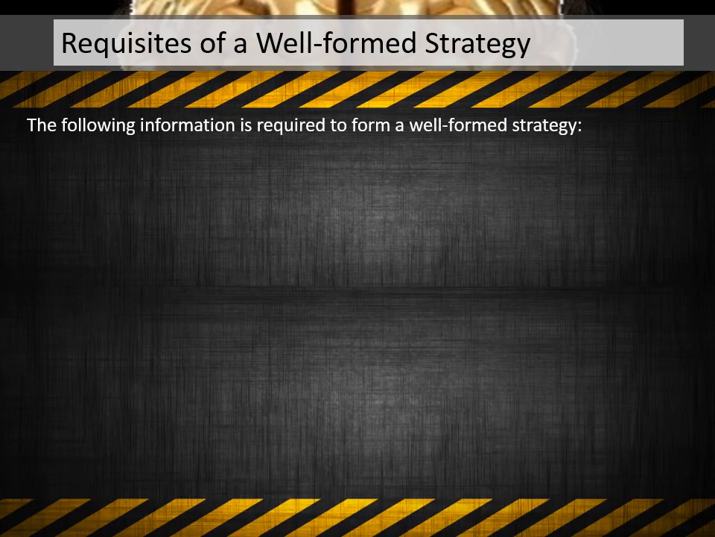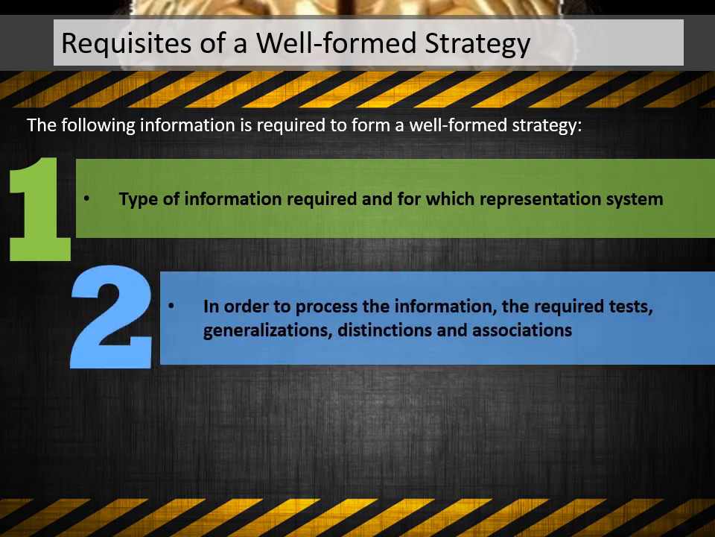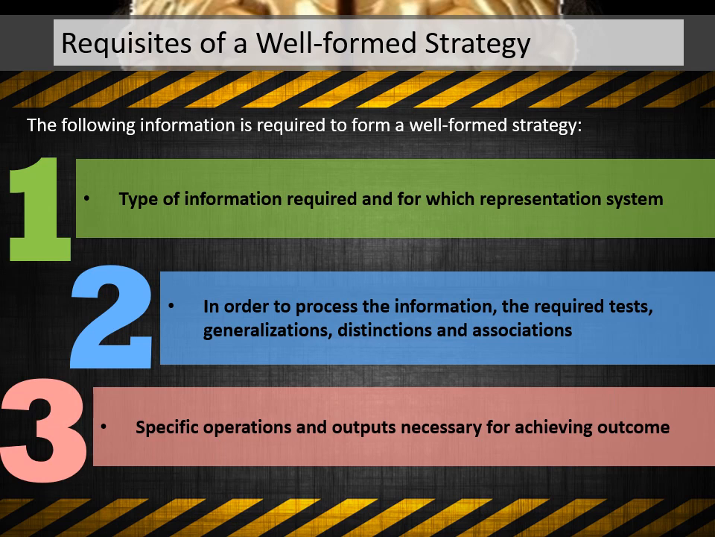Requisites of a well-formed strategy. The following information is required to form a well-formed strategy. Number 1, type of information required, and for which representation system. Number 2, in order to process the information, the required tests, generalizations, distinctions, and associations. Number 3, specific operations and outputs necessary for achieving the outcome.